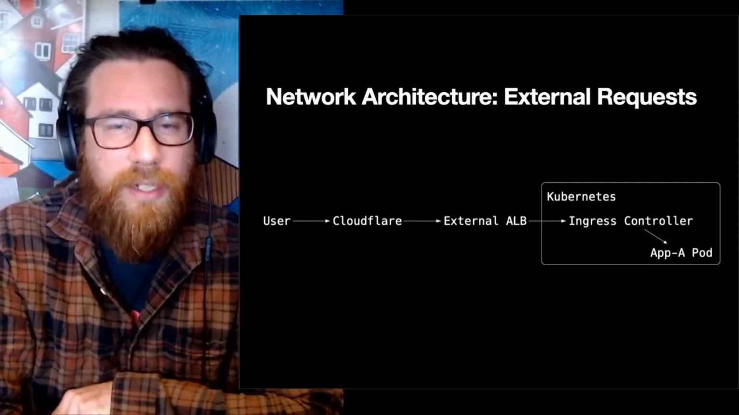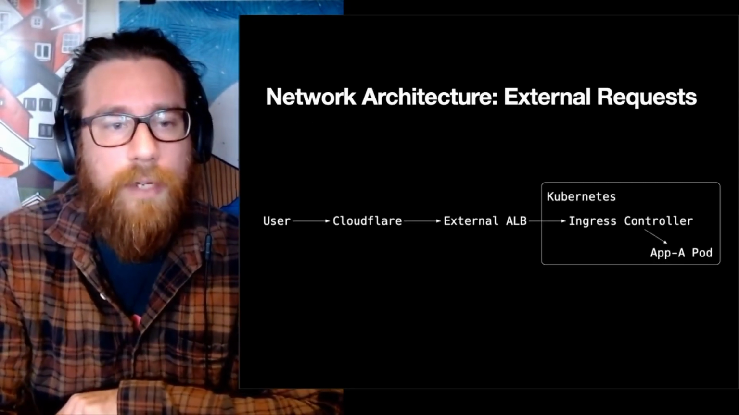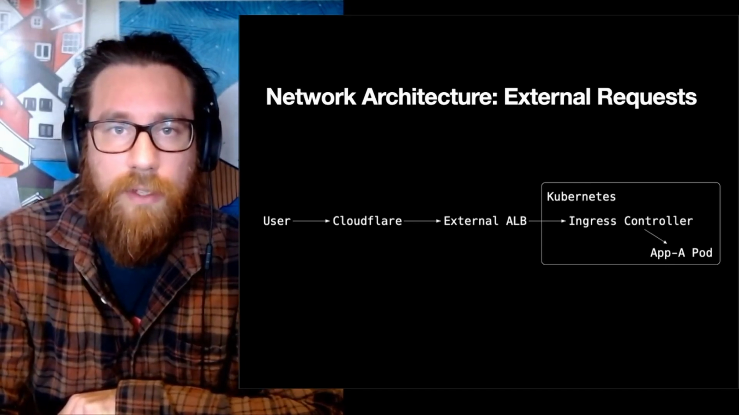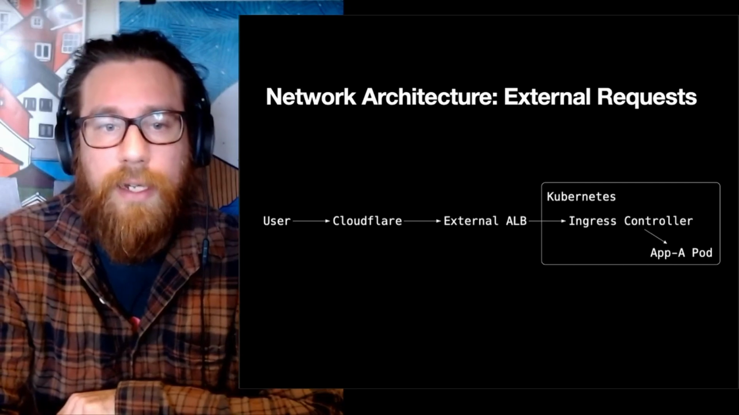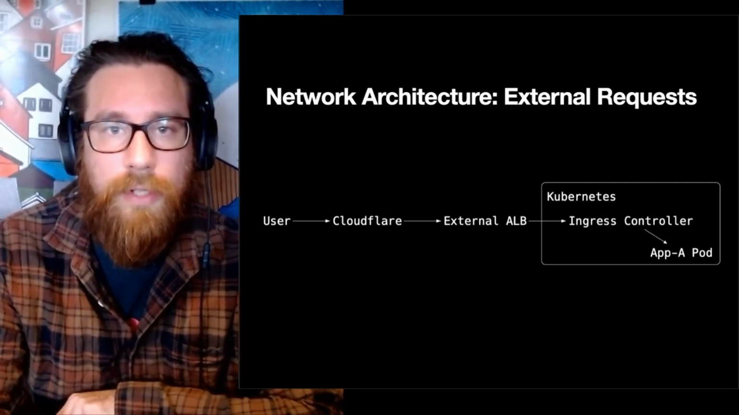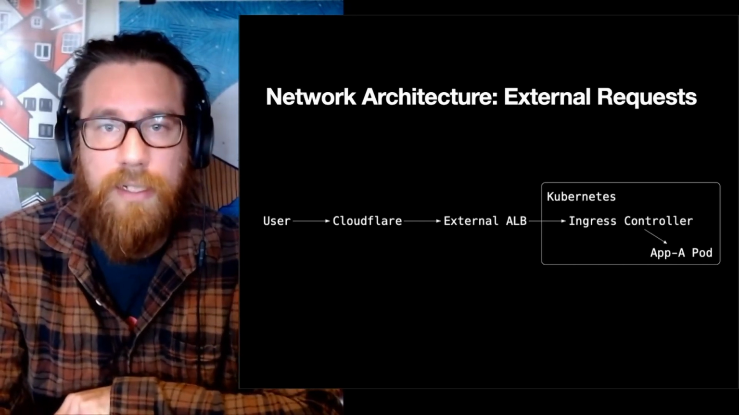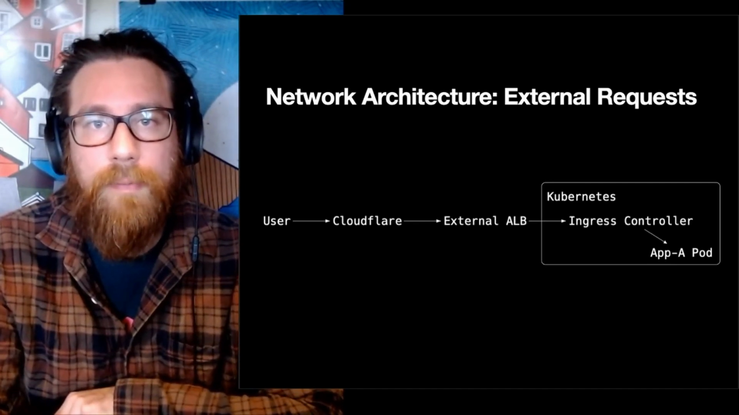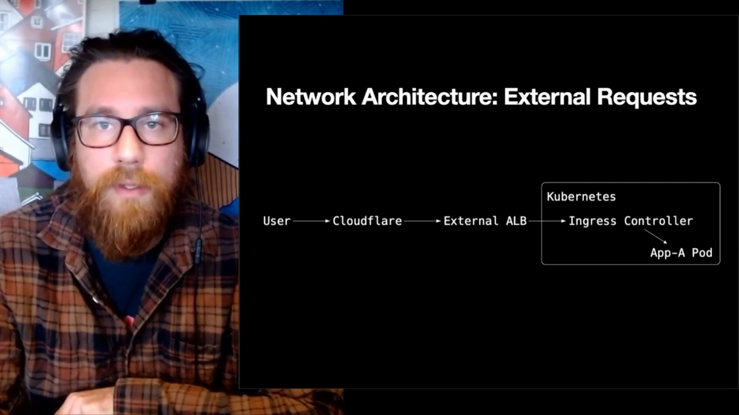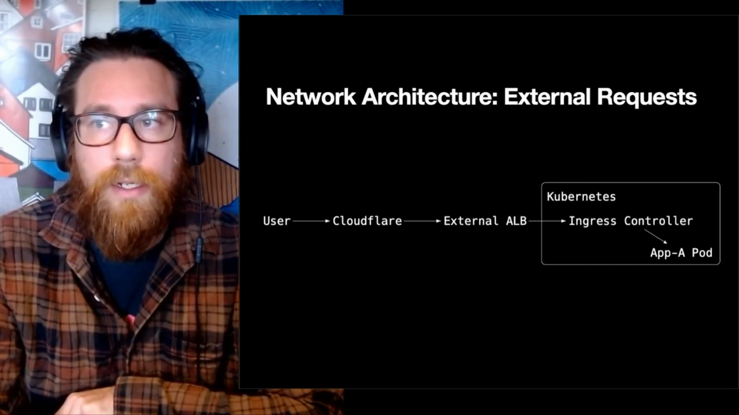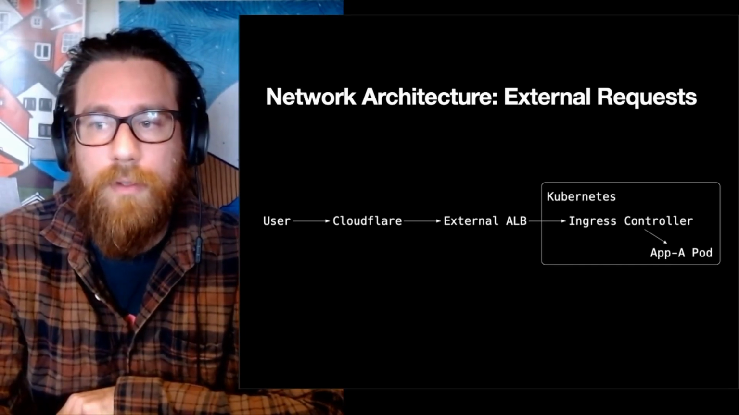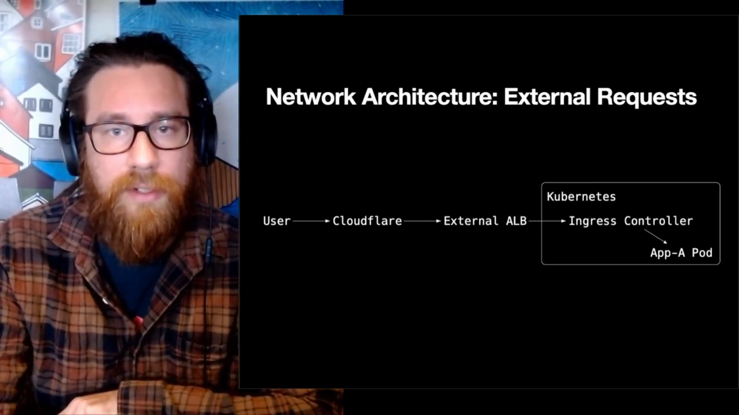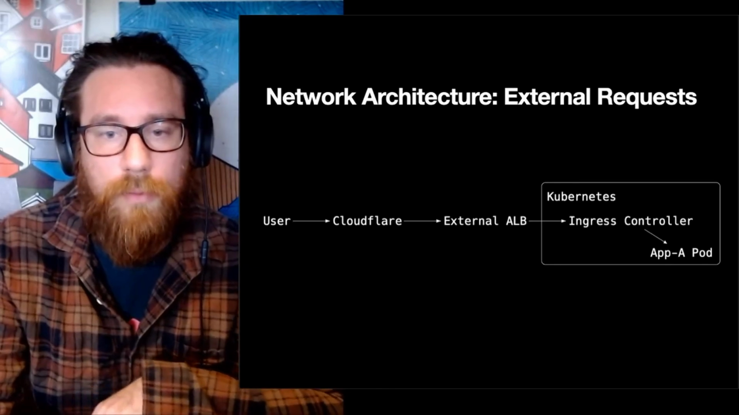So our architecture looks a bit like this. We have users that make requests to Cloudflare. Cloudflare modifies the host header so that after it passes an external ALB, which is the way into our Kubernetes cluster, the Kubernetes ingress controller is able to use the host header to route to the correct application pod.